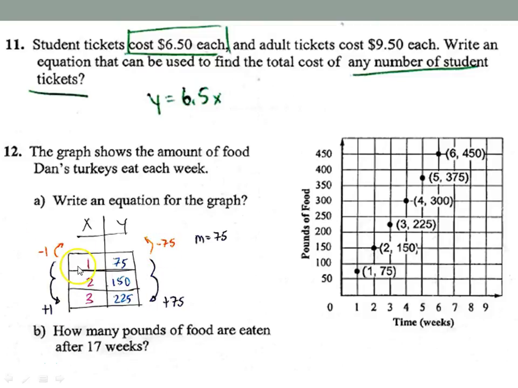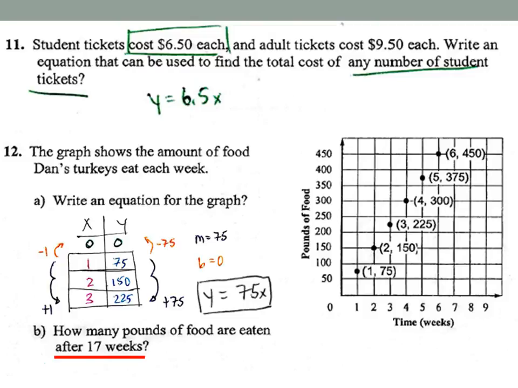All right. Well, 1 minus 1 is 0. And 75 minus 75, you guessed it, it's 0. So that means that my b is equal to 0. And my equation, y is equal to 75x. That's it. Skadoosh. Now, part B for number 12 says how many pounds of food are eaten after 17 weeks?